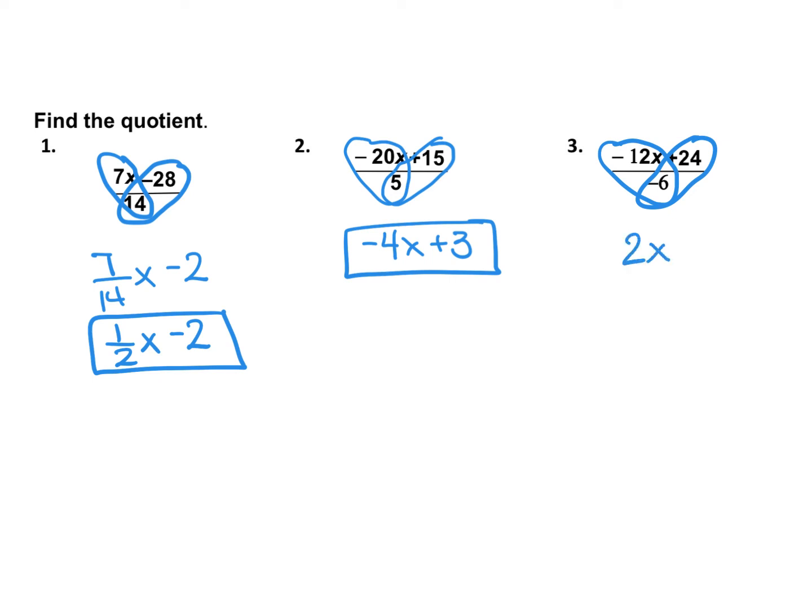Now I have a positive 24 divided by negative 6. Positive divided by negative is a negative, so I'm going to have minus 4.